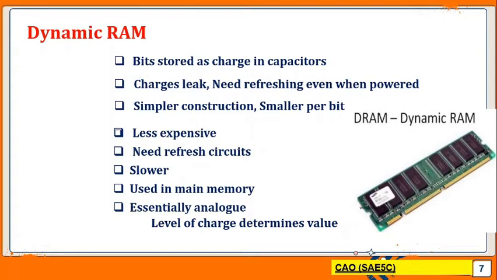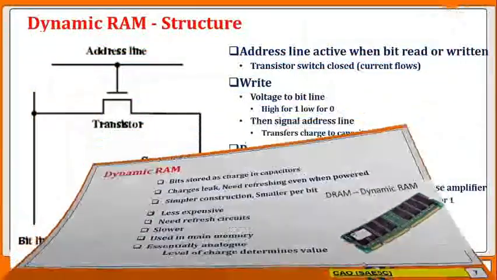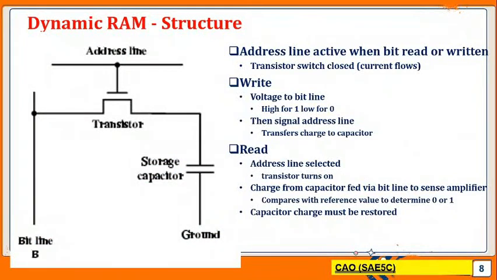And why is the dynamic RAM widely used? Because it has a simpler construction, it is smaller in build, and it is less expensive than SRAM. It doesn't need a more complex understanding, it has a very simple circuit, and it is slower, and it is used in main memory. And we will see the structure of the dynamic RAM. This is the structure of the dynamic RAM.